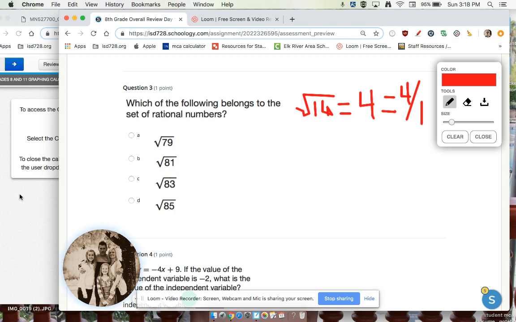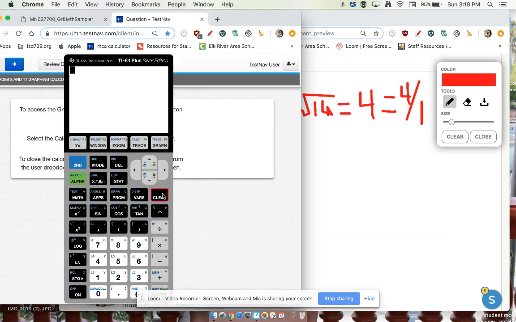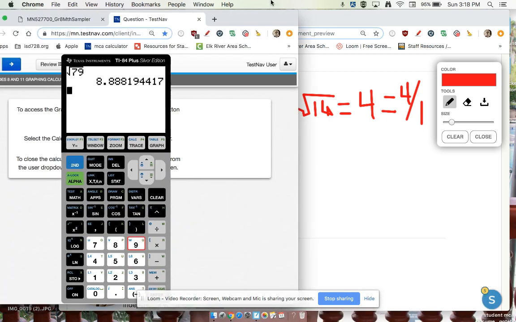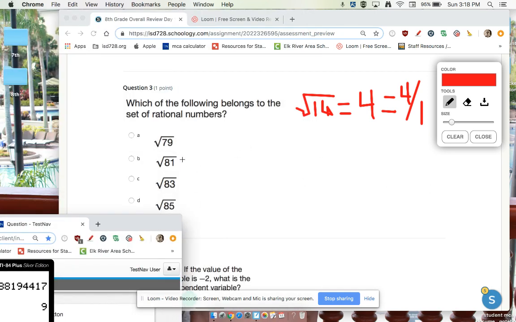So just a reminder on how to do this with our calculator. We would go to this blue button here above the x squared, because that's a square root. So second square root, I think it was 79, and that's not a perfect square root. So I'm going to do the next one. Square root of 81 is perfect, so I know that that's a rational number.